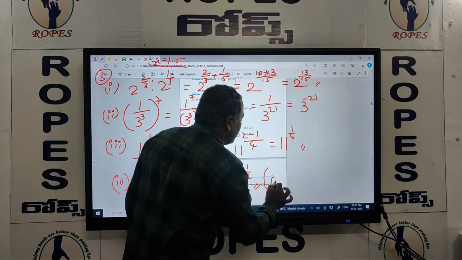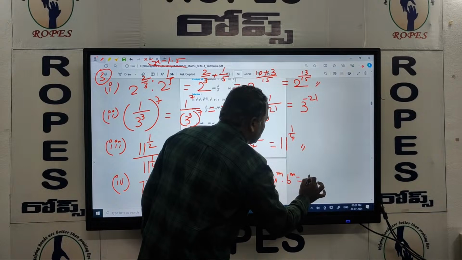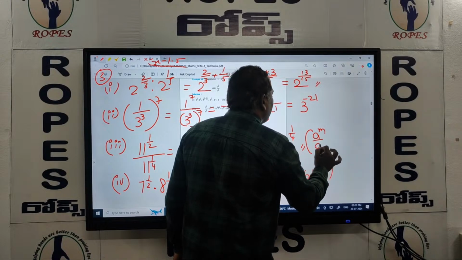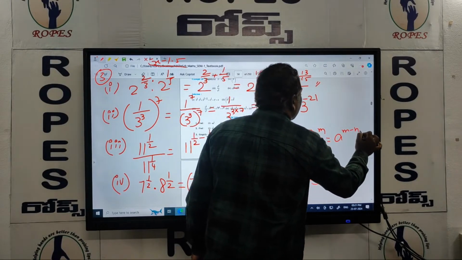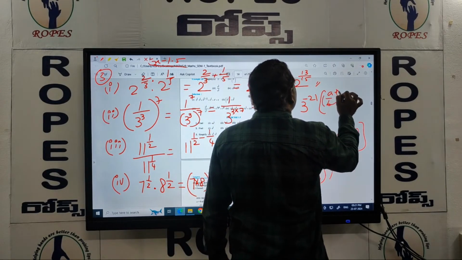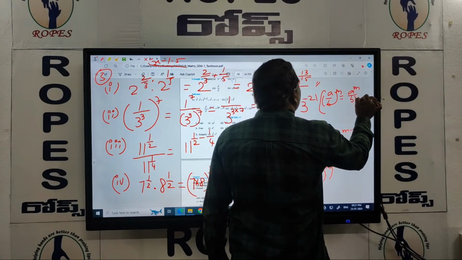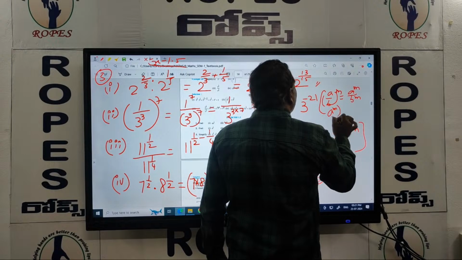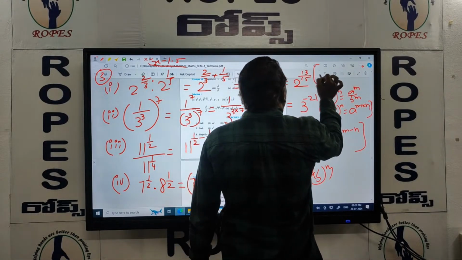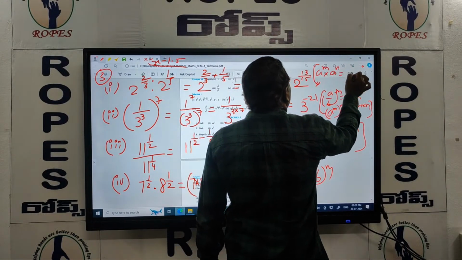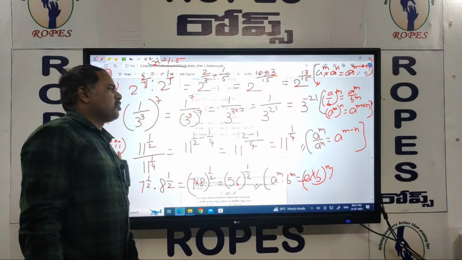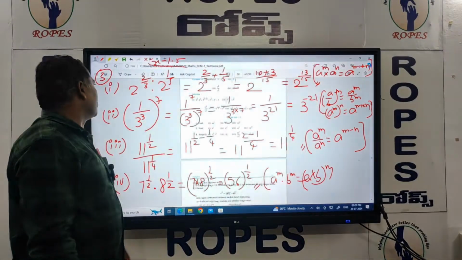Okay, here we use a power m into b power m is equal to (a into b) whole power m. Here we use a power m by a power n is equal to a power m minus n. Here we use two formulas: (a by b) whole power m is equal to a power m by b power m, and one more formula, (a power m) whole power n is equal to a power m into n. And here a power m into a power n is equal to a power m plus n. So all the laws of exponents are used in this third question.